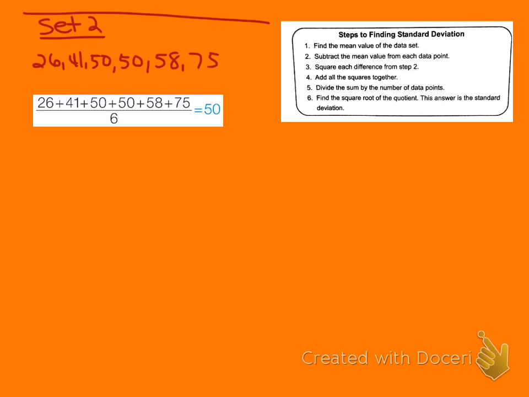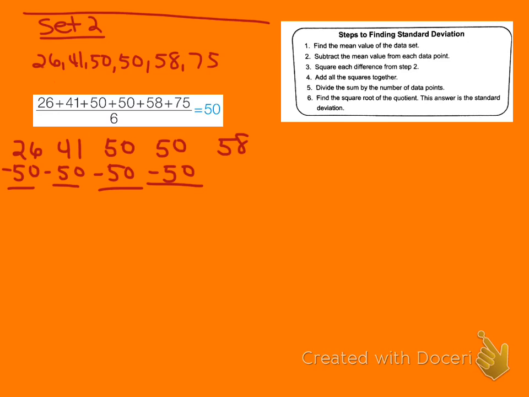Then, number 2, subtract the mean from each data point. So we need to take 50 minus 50. We always take this number, and we subtract 50 from it. Then we take the next one. It is going to be long. 50 minus 50. We always take the average on the bottom.